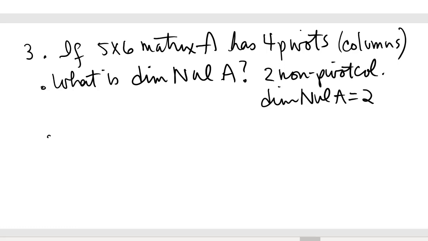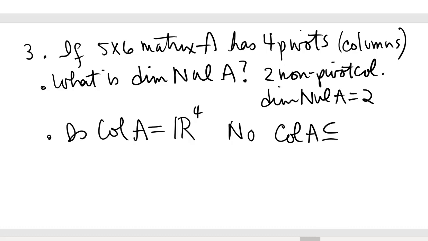The next question is, is column A equal to R4? Are the vectors in column A in R4? Never mind whether the whole subspace is equal to R4, but how many entries do the vectors in column A have? You can see that the matrix A has 5 rows. It's a subset of R5, so it can't possibly be equal to R4.